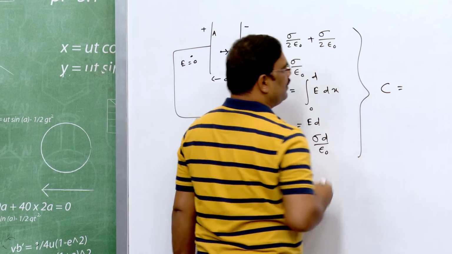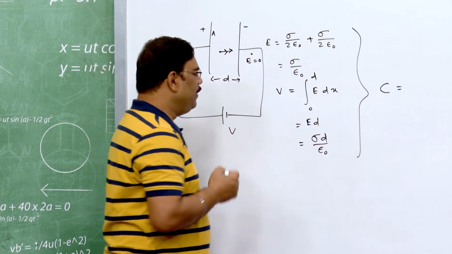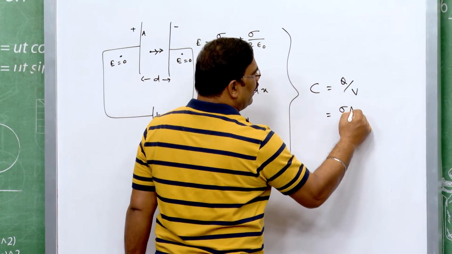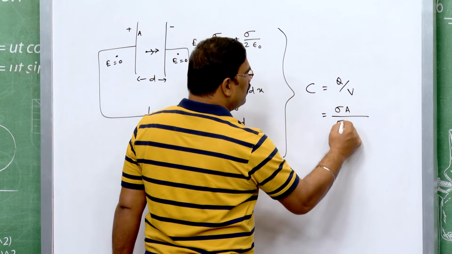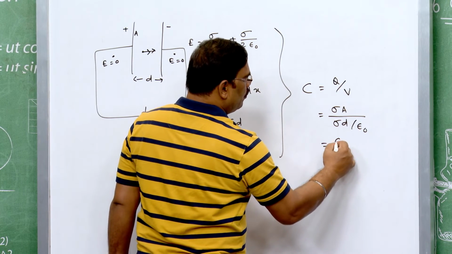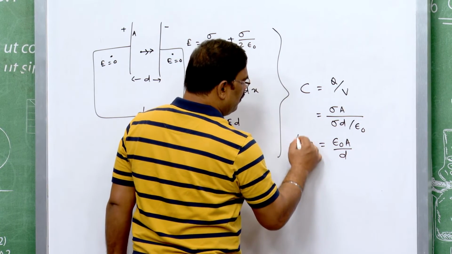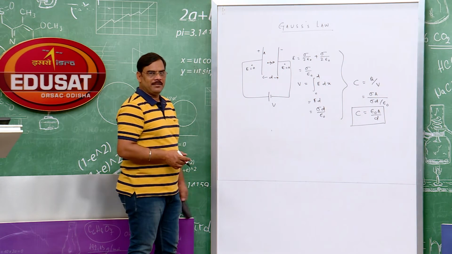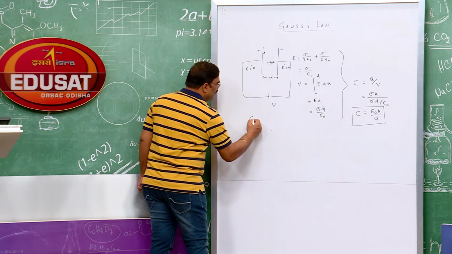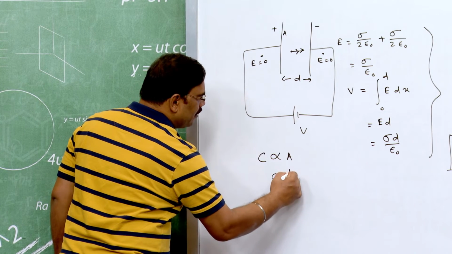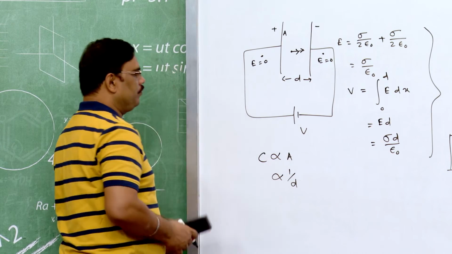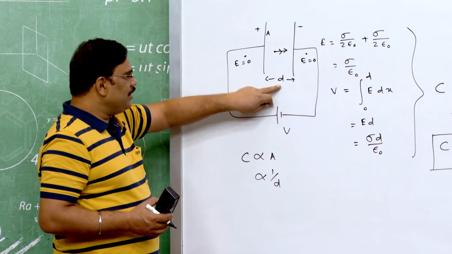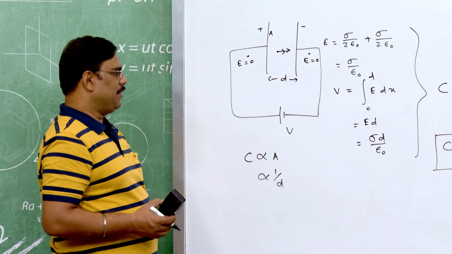Therefore, the capacity of this capacitor having plate area A and plate separation d is Q divided by V. Q is sigma A divided by V, which is sigma d divided by epsilon 0. So, it is epsilon 0 A divided by d. So, the capacity C equals epsilon 0 A divided by d. What we see? C is directly proportional to A and C is inversely proportional to the plate separation. Means the more the plate area, the more the capacity. The smaller the distance between the plates, the more the capacity.